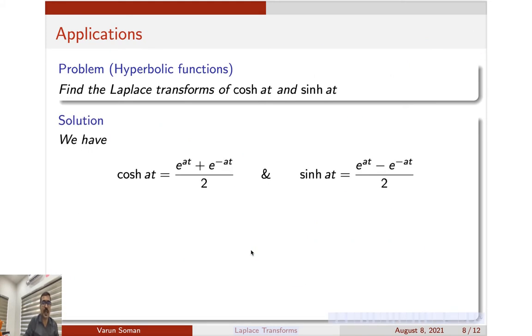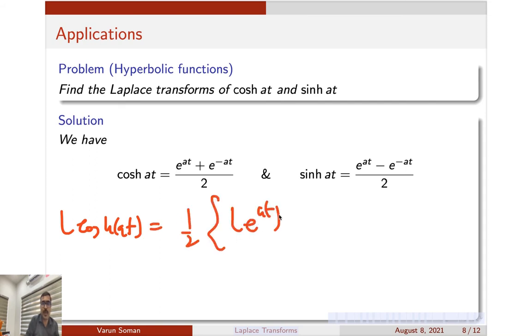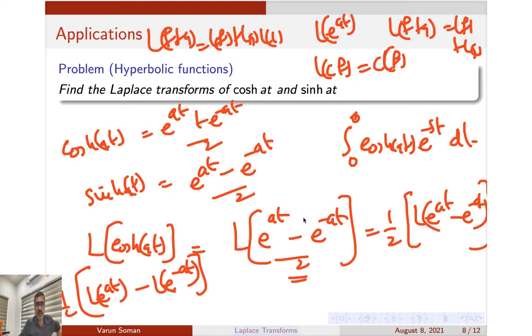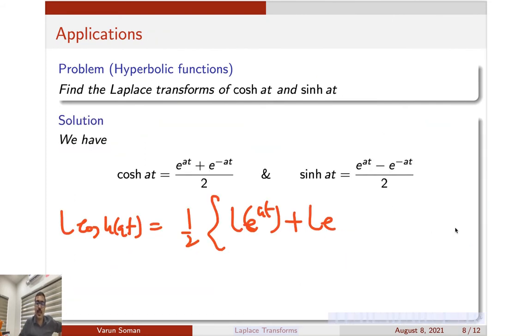Okay, so now we have L of cos hat. Now we have it as 1 by 2 of L of e raised to at minus L of e, plus, sorry, it is not minus here, because cos h is plus here, so it is plus. In sine, when you take it, it will be minus. So okay, it's plus here. So we'll be getting L of e raised to at plus L of e raised to minus at.